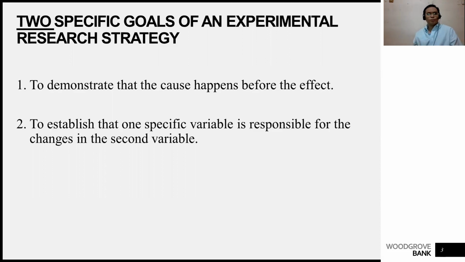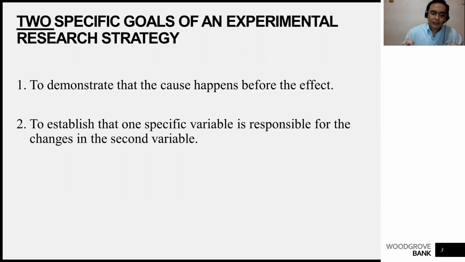Okay, so number two, to establish that one specific variable is responsible for the changes in the second variable. The goal of experimental research is to determine that one specific variable is responsible for the changes in the second variable. It means the experimental research strategy aims to determine what is the independent variable and which is the dependent variable.